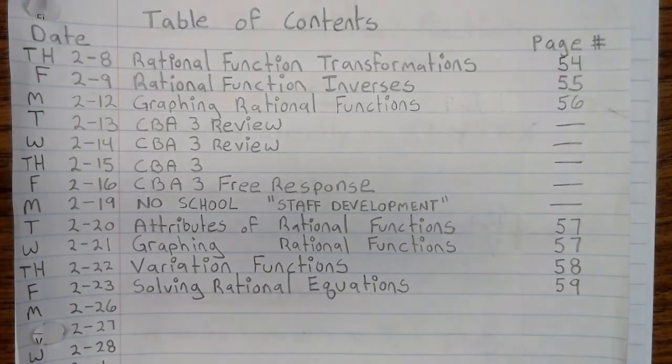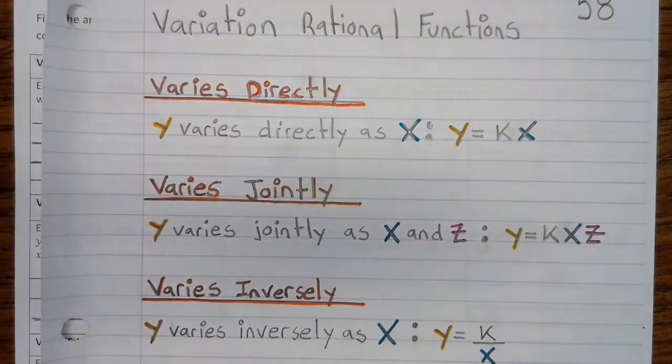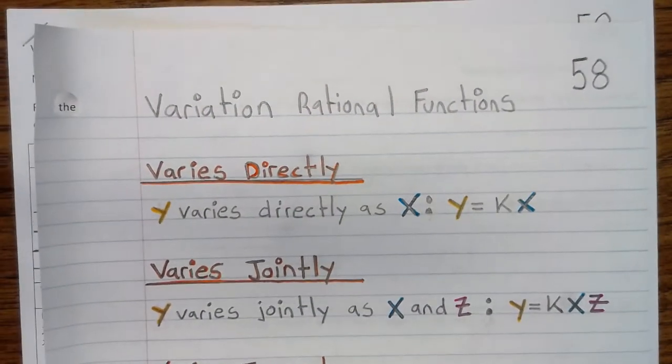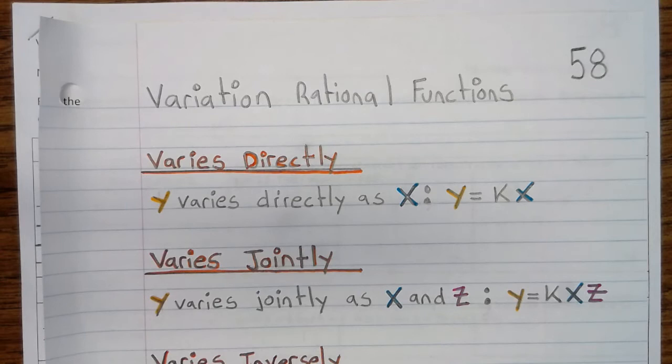Okay, Wildcats. Today we're looking at Thursday, February 22nd, variation functions on page 58. If you would, update your table of contents. All right, now your table of contents are updated. Let's take a look at the notes. All right, variation functions on page 58.